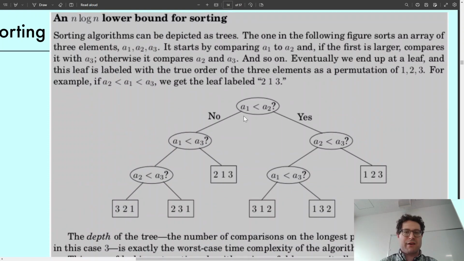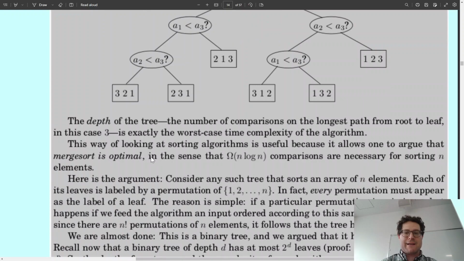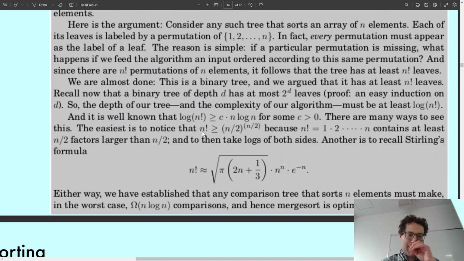And this is kind of where you're going to get to when you do merge sort. It's basically pointing out that merge sort is optimal, that the best you can do for sorting is that sorting is lower bounded by n log n. It is omega n log n. And they go into a lot of stuff.